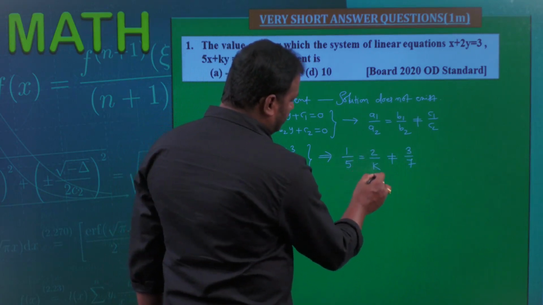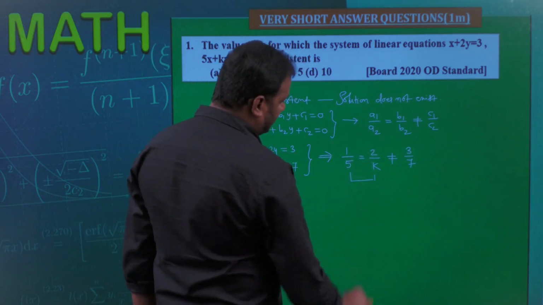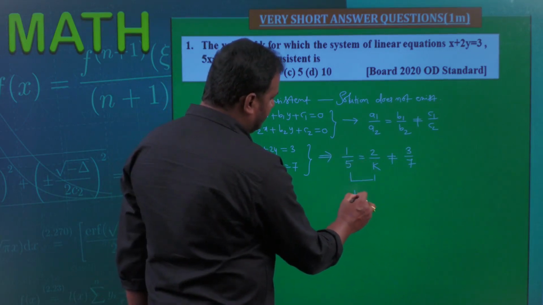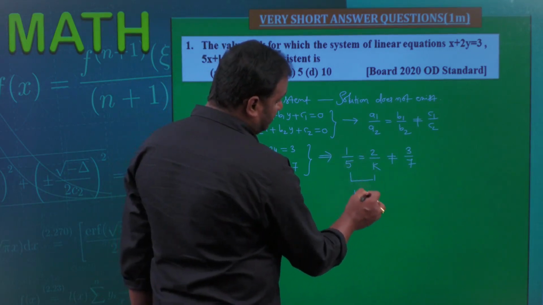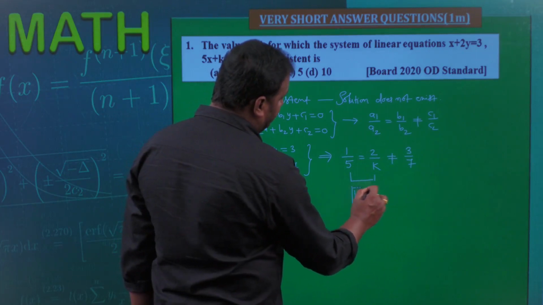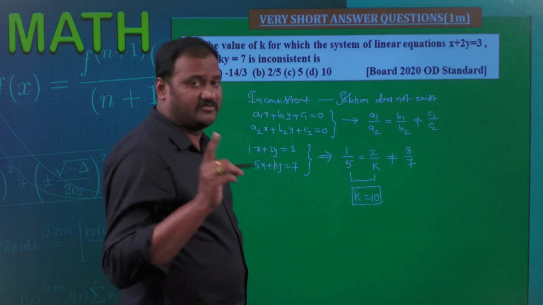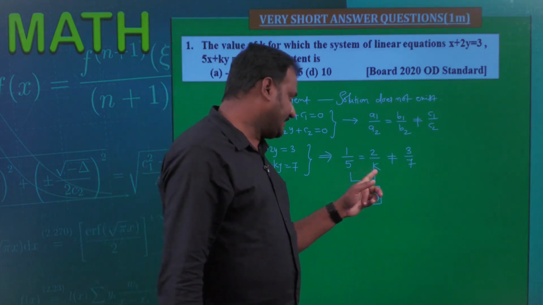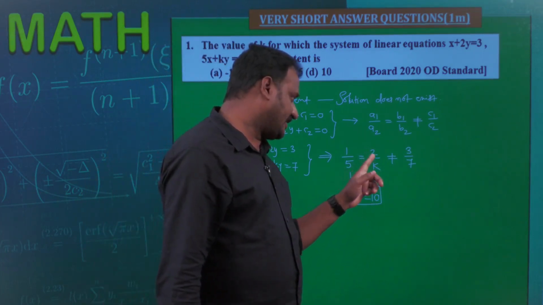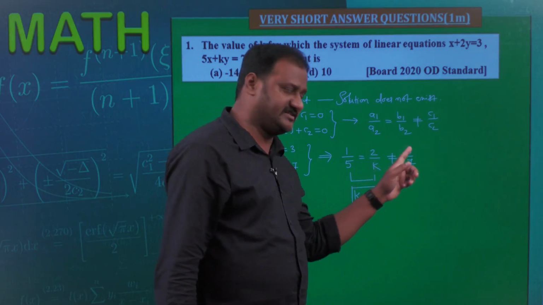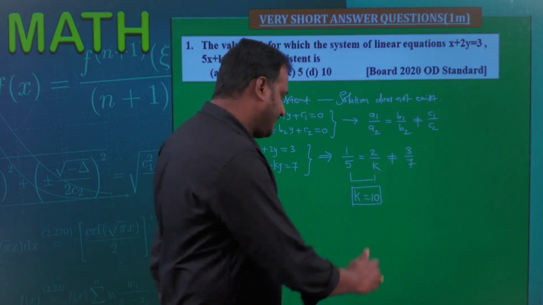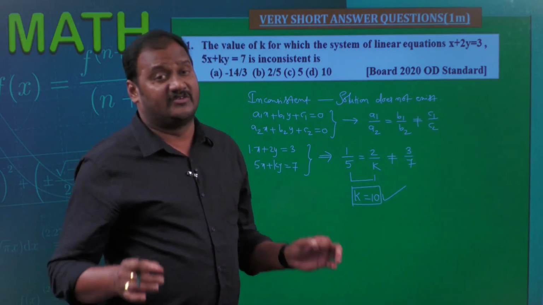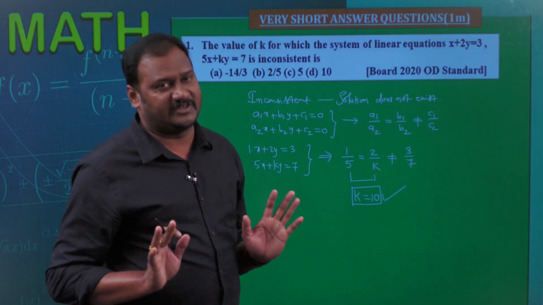1 by 5 is equal to 2 by k. Since these two terms are equal, we can consider them both. By cross multiplication, 1 into k equal to k, which is equal to 2 fives are 10. We got the value of k is equal to 10, but you will have to verify whether that is the possible value or not. Suppose if you write 10 here, 2 divided by 10 is equal to 1 divided by 5. That 1 divided by 5 is absolutely not equal to 3 by 7. Therefore, k equal to 10 is our final value of k.